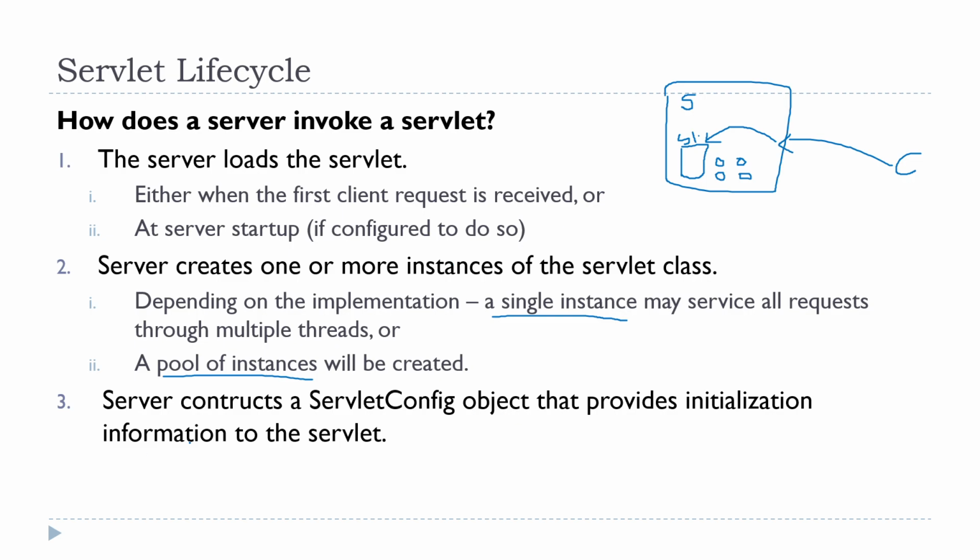Then the next step is that the server will construct a servlet config object, and this object provides the initialization information to a servlet. So a servlet config object will be created. It contains the configuration information about our servlet.